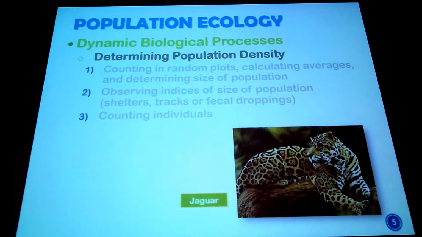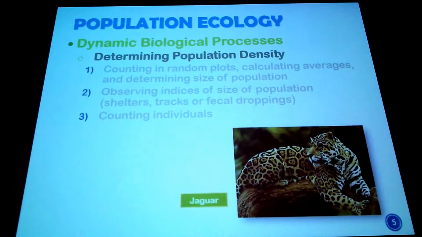The jaguar is incredibly elusive. It's a South American cat, one of the biggest big cats. Tiger, lion, jaguar. And it's very difficult to find him, especially when he lives in dense vegetation. So maybe it's not the easiest thing just to look for the cat and try and count the number of individuals you see. You could start by counting a random plot, calculating averages and determining size of population.